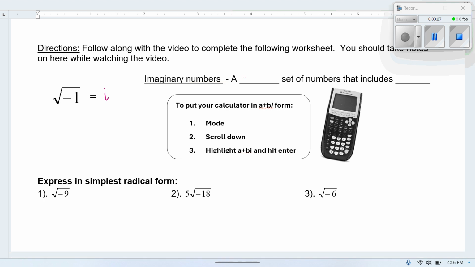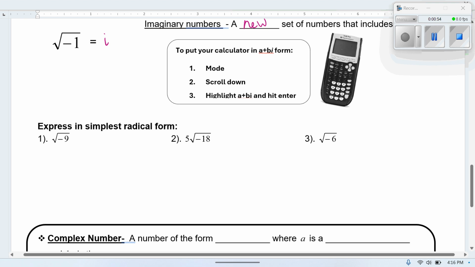Imaginary numbers are a new set of numbers that includes i. Now, it will be helpful for the next few days to have your calculator in a plus bi mode. In order to do that, the buttons are there. You hit mode, you scroll down, you highlight a plus bi, and hit enter. We did that the first day of school. Our calculator should already be in that mode and good to go.